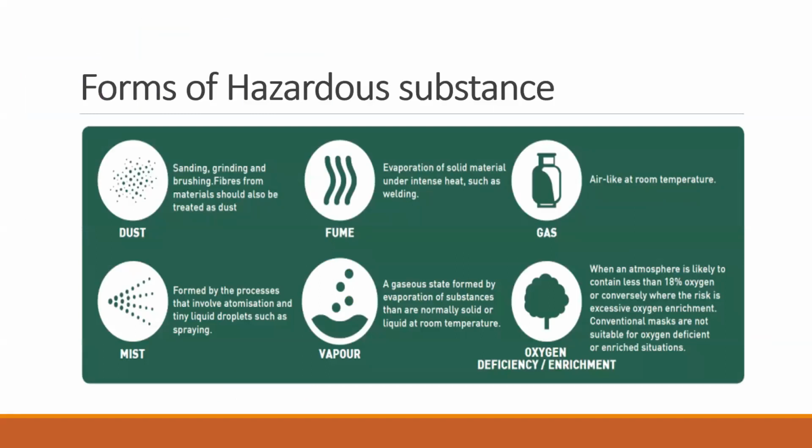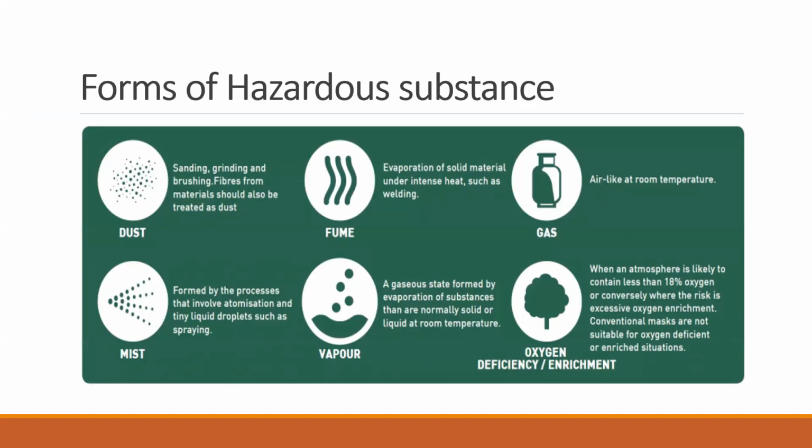Forms of hazardous substances. We can protect ourselves once we are clear about the forms of hazardous substances. We need to understand what the form of the hazardous substance is when we are using it or when it comes into our company. For example, it could be in the form of dust, fume, gas, solid, liquid, vapor, or mist.